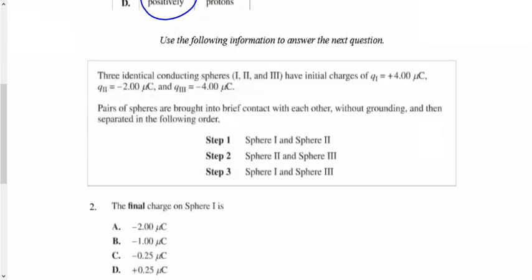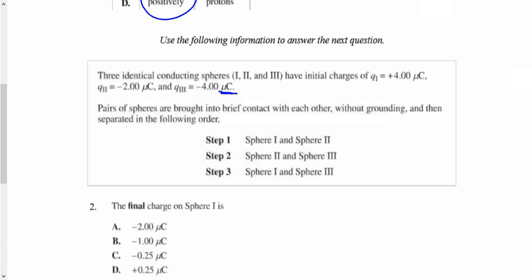2. Use the following information to answer the next question. 3 identical spheres, 1, 2, and 3, have charges plus 4, minus 2, and minus 4 microcoulombs. That's not really a big deal. But you guys know that a microcoulomb is 10 to the minus 6 coulombs. Pairs of spheres are brought into brief contact with each other without grounding and then separated in the following order. 1 touches 2, then 2 touches 3, then 1 touches 3.